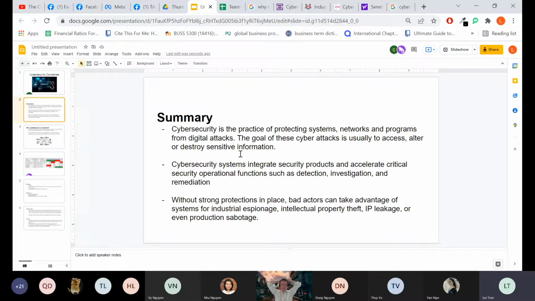Cybersecurity systems integrate security products and accelerate critical security operational functions such as detection, investigation, and remediation. Without strong protection in place, bad actors can take advantage of systems for industrial espionage, intellectual property theft, or IP leakage, or even production sabotage.